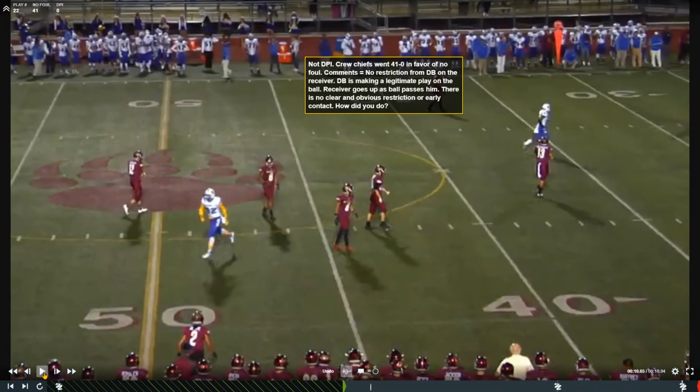Okay, so this is one of those rare ones where everybody was in agreement that this was not pass interference, no restriction from the defensive back on the receiver. He's making a play on the ball. So, hopefully you ruled that as a legal play. Let's go on to the next one.